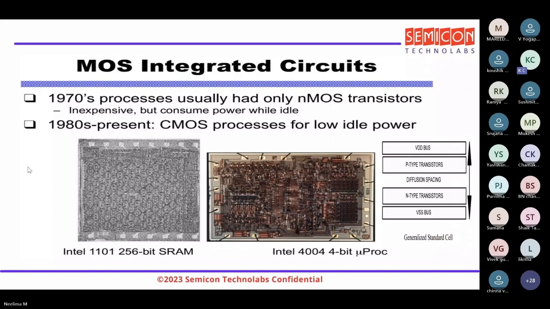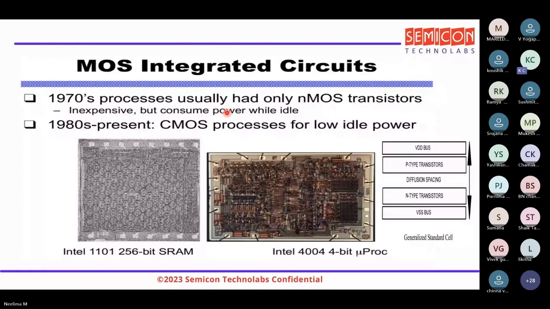In the 1970s, the processors usually had only NMOS transistors. These transistors were inexpensive but consume power when idle. Even when you are not using your chip, the power consumption will keep happening. But we cannot keep continuing with this kind of transistor because nowadays pretty much every electronic gadget is based on a battery, and we need the battery life to be more, and very less power consumption has to be done by the transistors in order to increase the battery life.